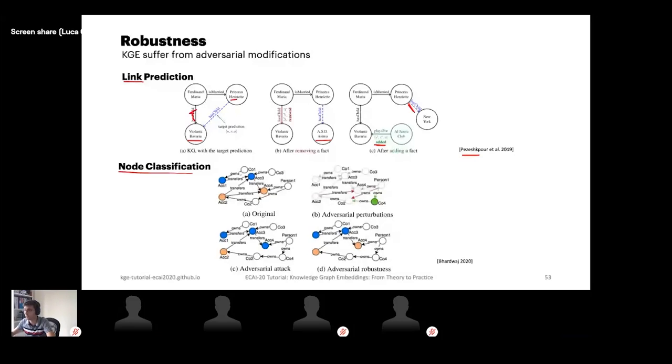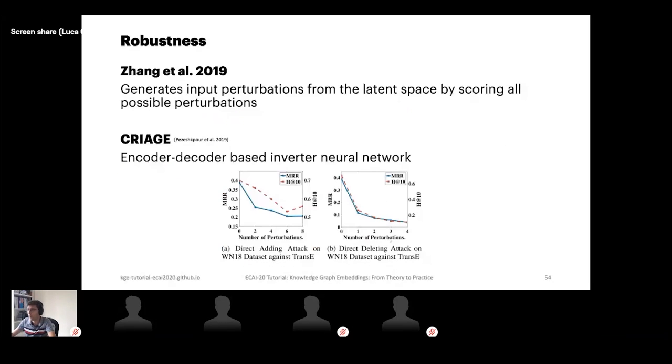For example, if you want to classify accounts as good or fraudulent in a fraud detection scenario, we may want to again delete certain edges and/or add a new one so that the coloring is affected. So we should think about techniques to protect from that, right? Again, very interesting research area with quite a lot of things going on.